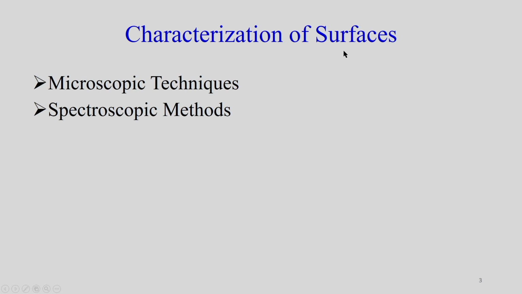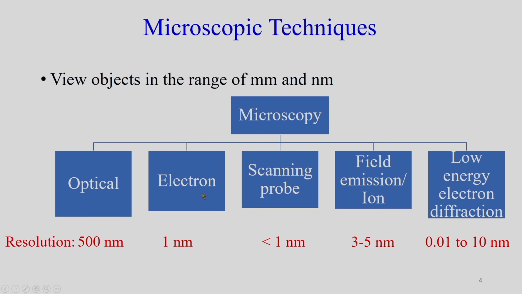So, today we will start with the characterization of the surfaces. Broadly these characterization techniques are classified into microscopic techniques and spectroscopic methods. In the microscopic techniques we are going to use microscopy, and that microscopy may be optical microscopy, electron microscopy, scanning probe microscopy, field emission or field ion microscopy, and low energy electron diffraction microscopy, or sometimes called the X-ray microscopy.